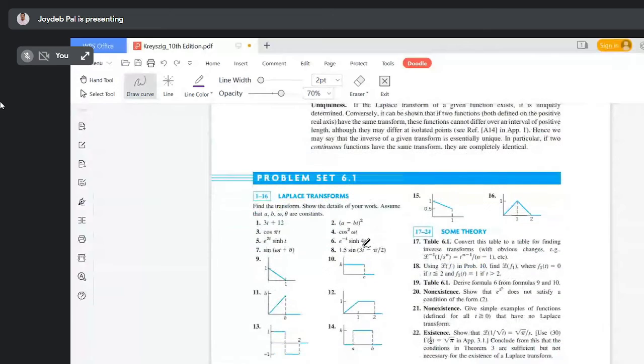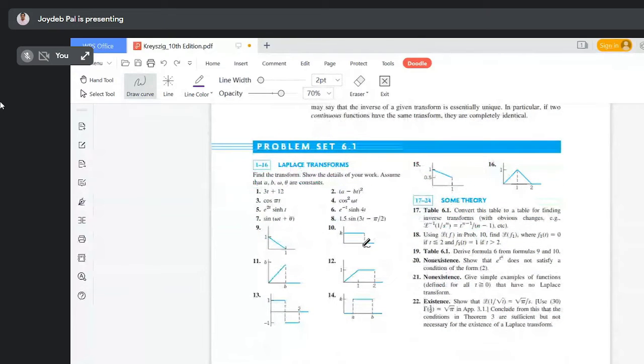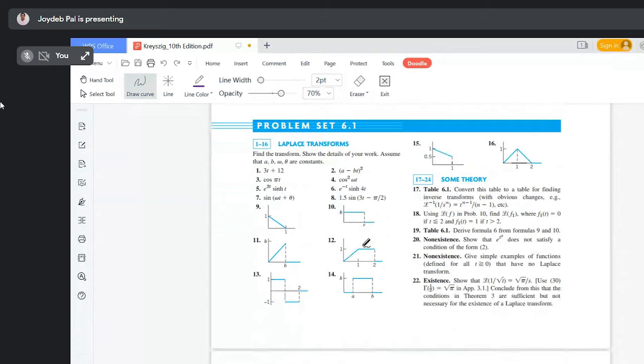Now let us come to a problem set. We will solve some problems from this exercise. I am not showing problem number 1. It is a simple one, right? Laplace transform of 3t plus 12. What will it be? Can you tell me? Laplace transform of 3t plus 12. What will it be?